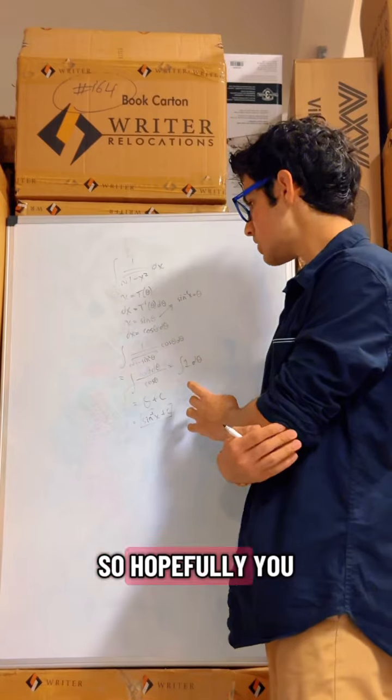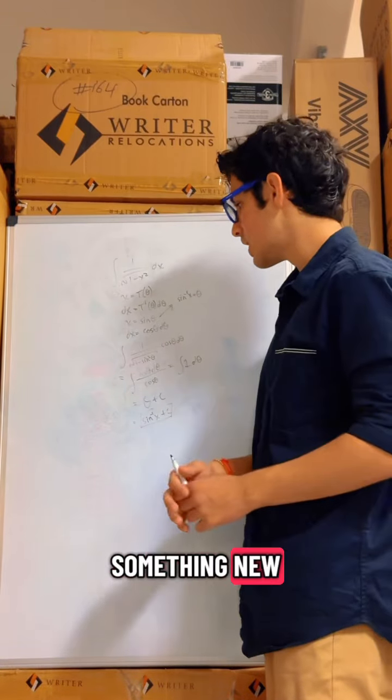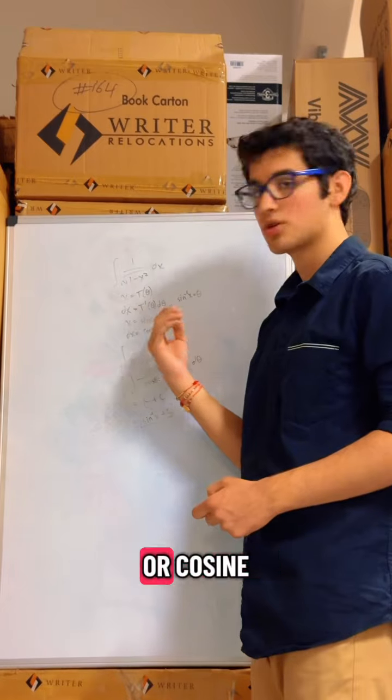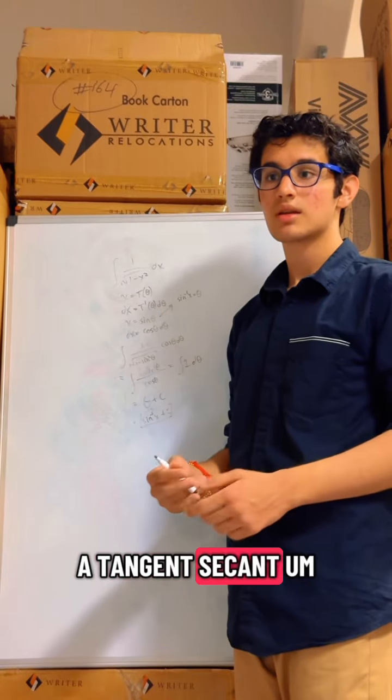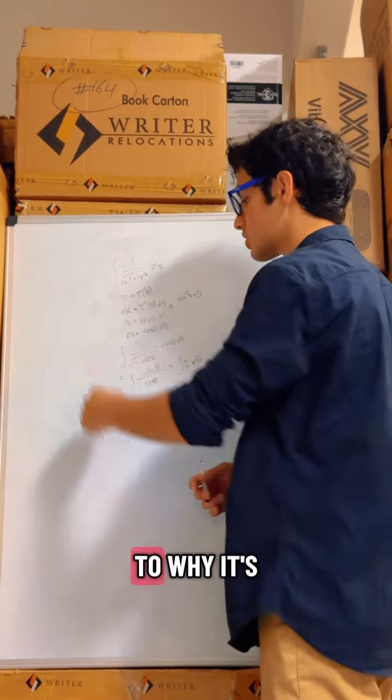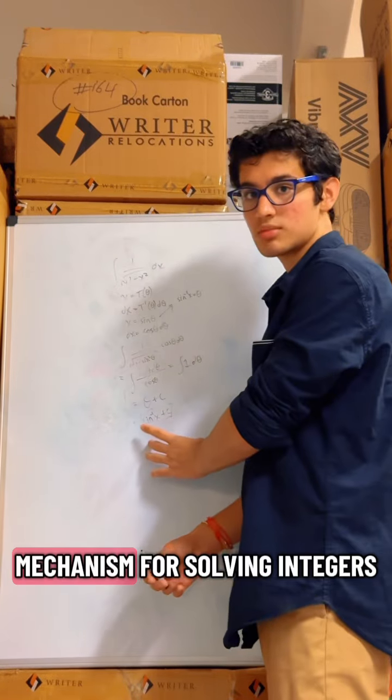So hopefully you enjoyed this video, hopefully you learned something new. There are a lot of other places where you use trigonometric substitution, right? It's not always with sine or cosine. It can be with tangent, secant, and things tend to get a lot more complicated, but this is just a good introduction to why it's such a useful mechanism for solving integrals.